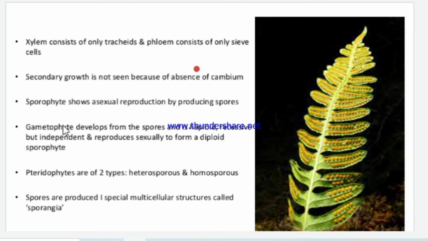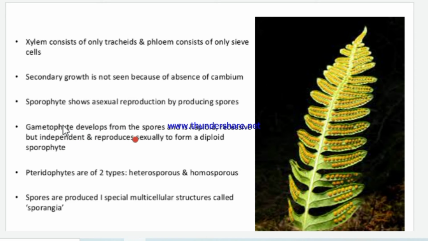Now, as I said, they have vascular tissue, but the vascular tissue, xylem, consists only of tracheids and phloem only has sieve cells. Unlike the higher gymnosperms and angiosperms, their vascular tissues are very simple. The secondary growth is not seen in the pteridophytes because of the absence of the cambium. The sporophyte shows sexual reproduction by producing spores.